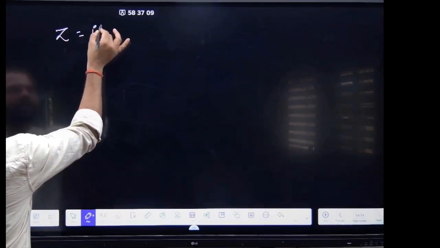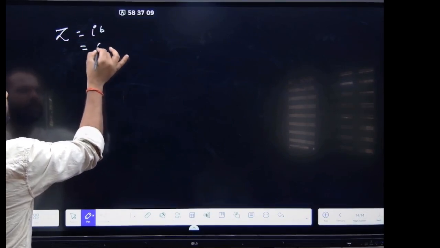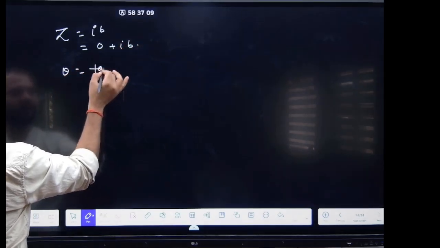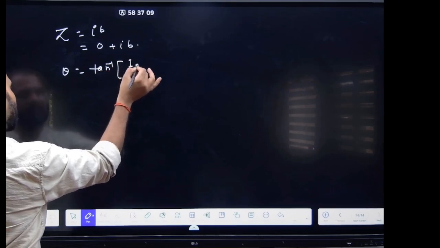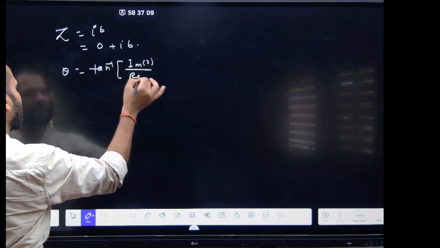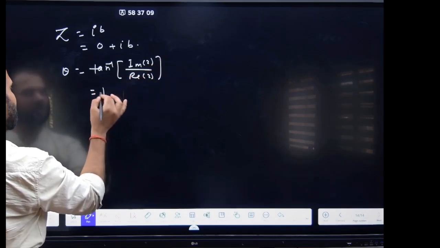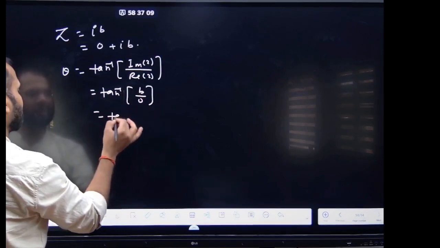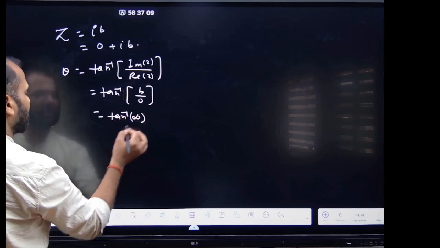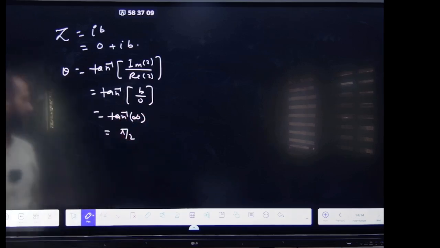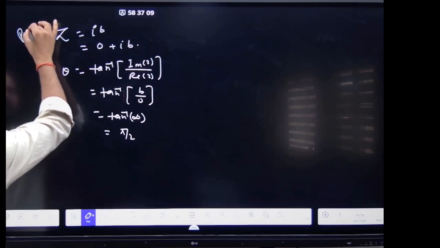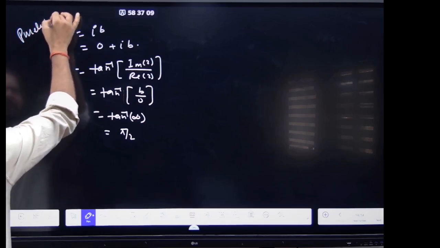Suppose any complex number is purely imaginary, let it be iota b. So 0 plus ib I will be writing, correct? Theta I want. So what is the formula of theta? Tan inverse of imaginary part of Z divided by real part of Z. What is the imaginary part of Z here? Tan inverse b by 0. How much is it? Tan inverse of infinite. At which value will infinite come? 90 degrees. Right? So if it is purely, this is called purely imaginary, right?